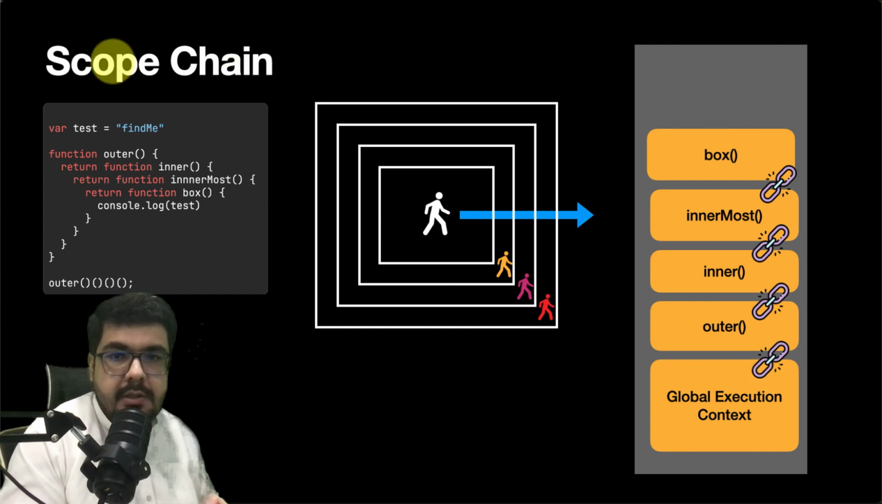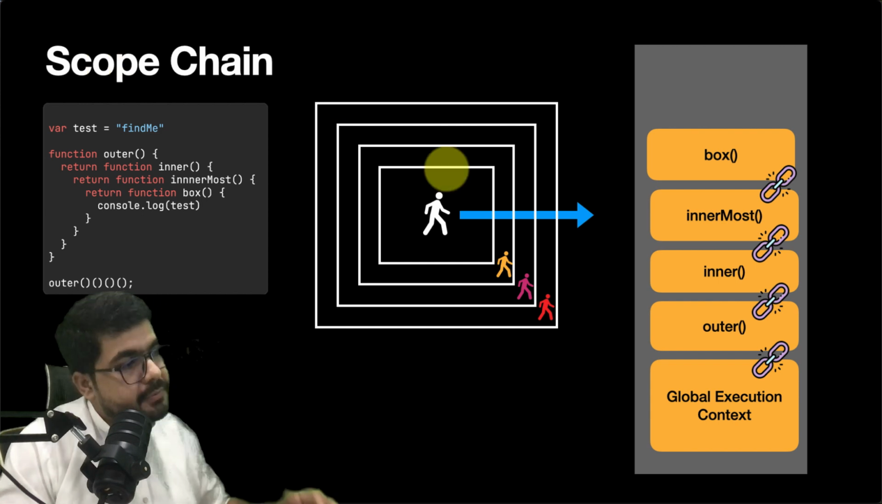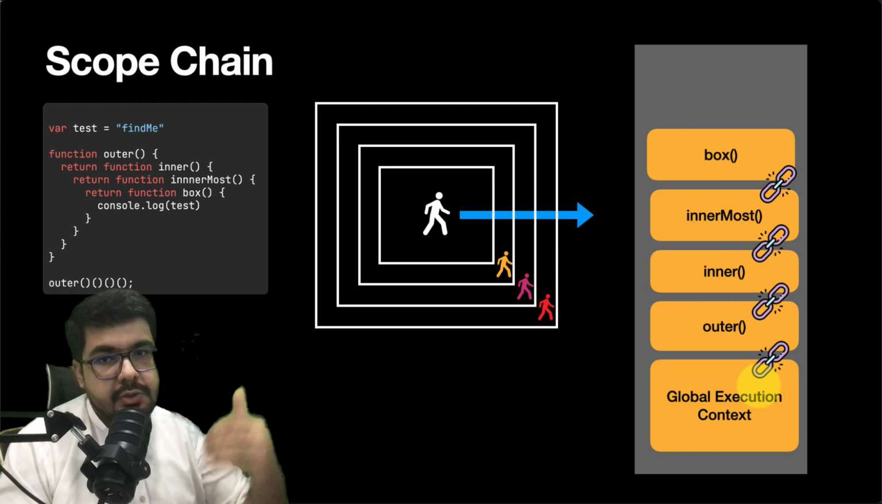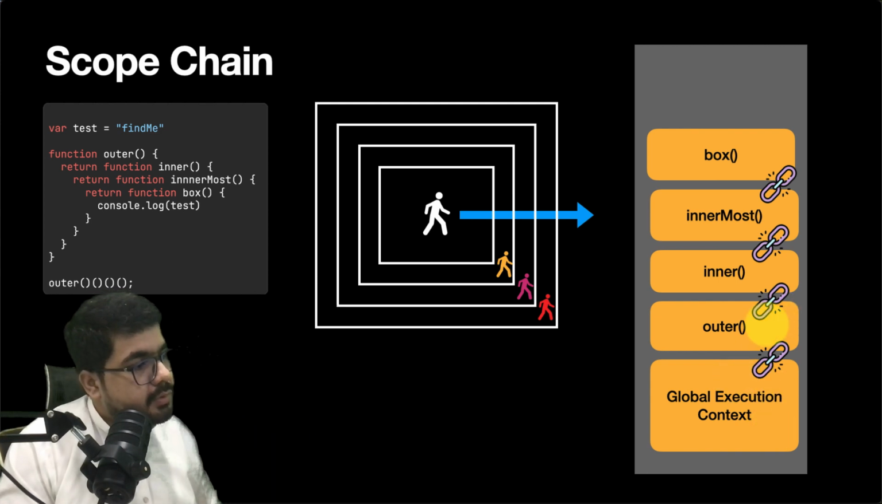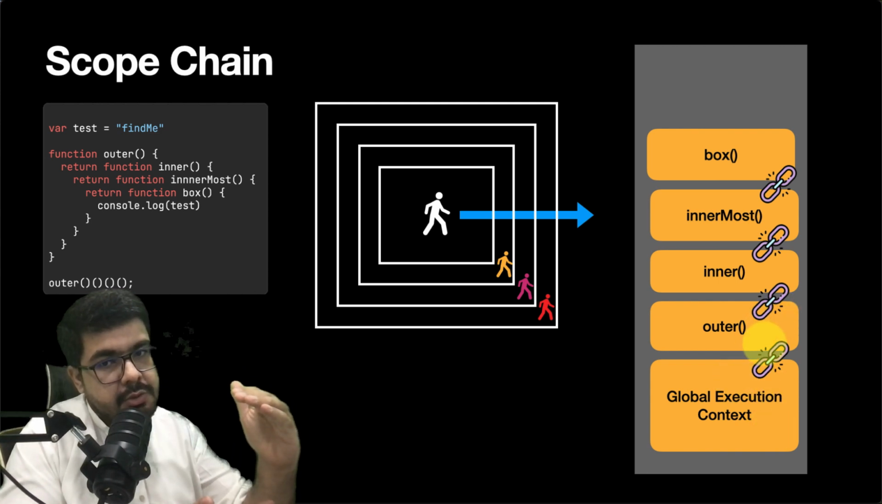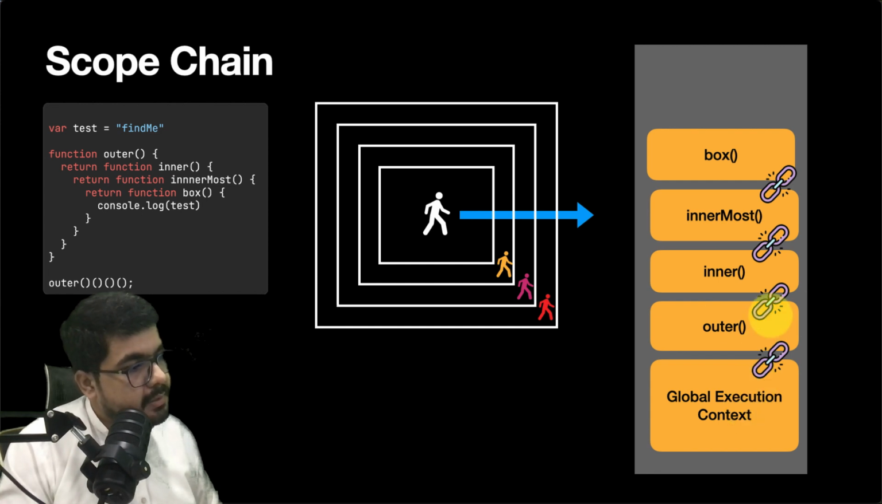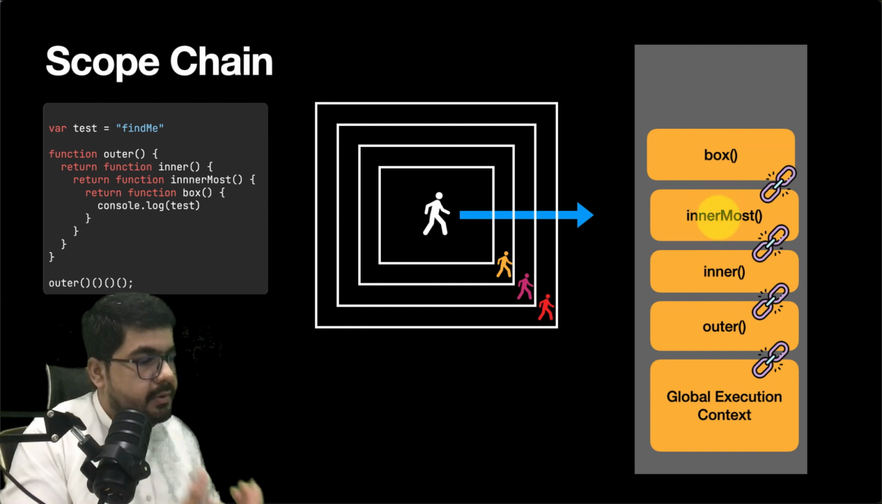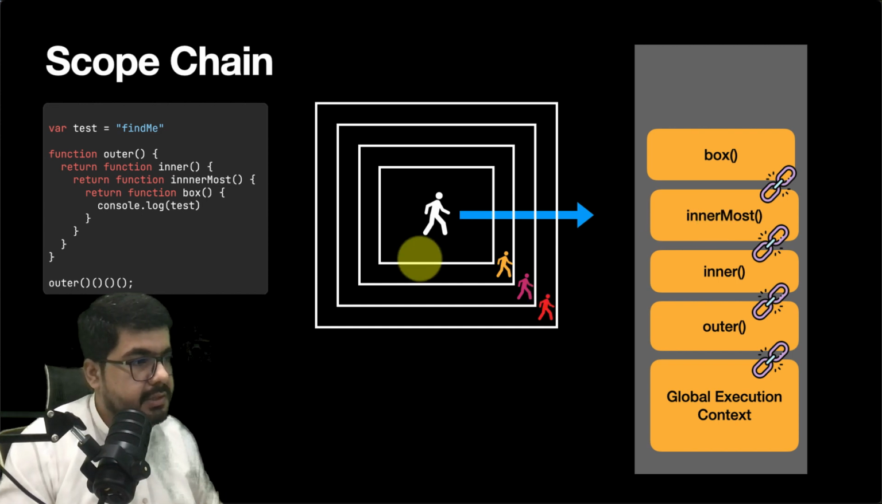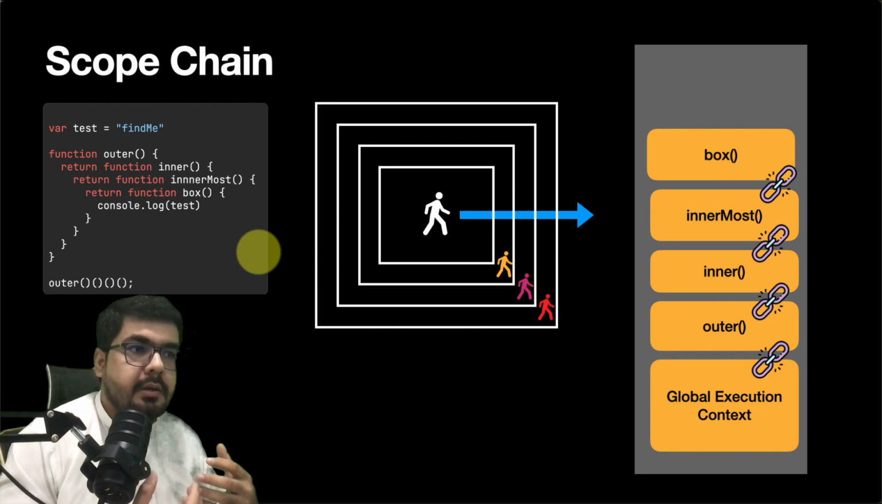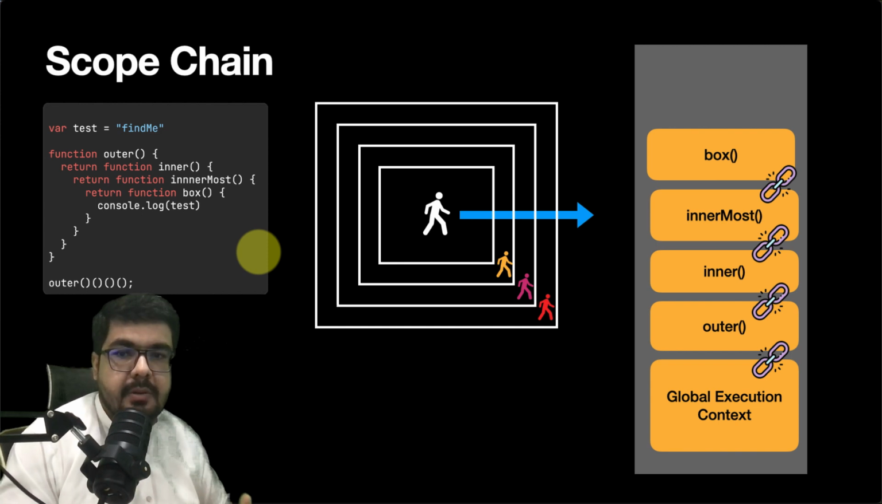And this is the concept of the scope chain. Whenever you call a new function or create a new execution context, it forms a chain of scope in which it links the new function execution context with the previous function execution context. Here the global execution context is connected with the outer, the outer with the inner, the inner with the innermost, and finally the box is connected with the innermost function context. That's the concept, similar to what we discussed previously, and this is how the scope chain works in JavaScript.